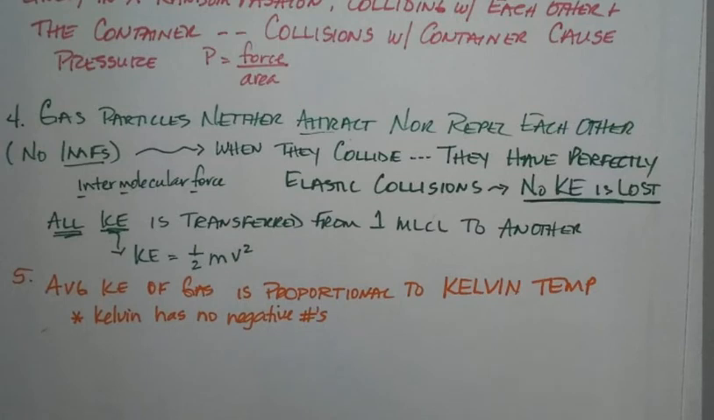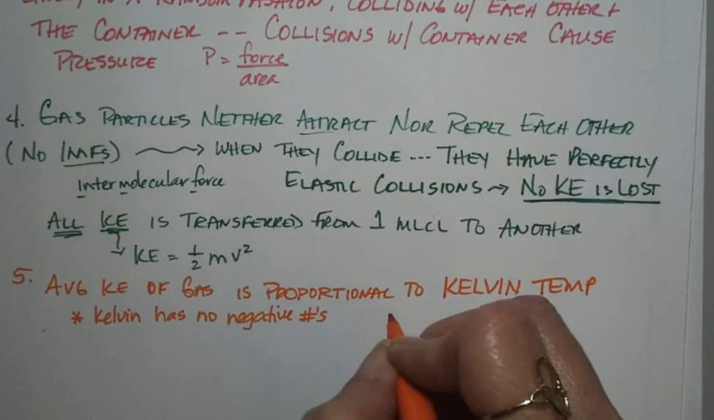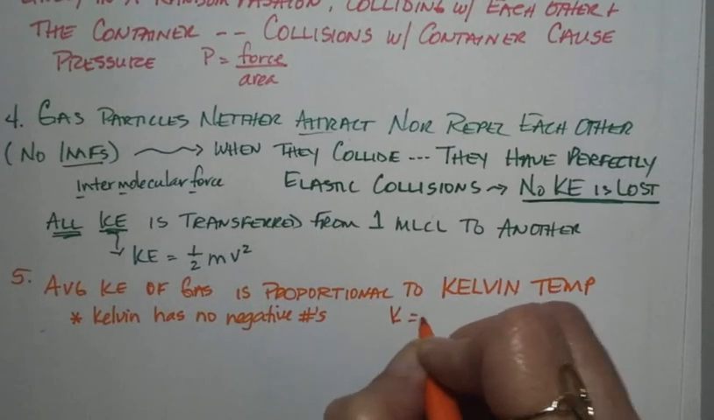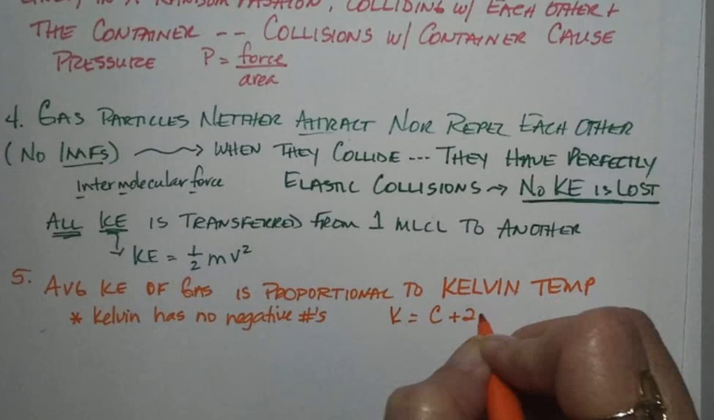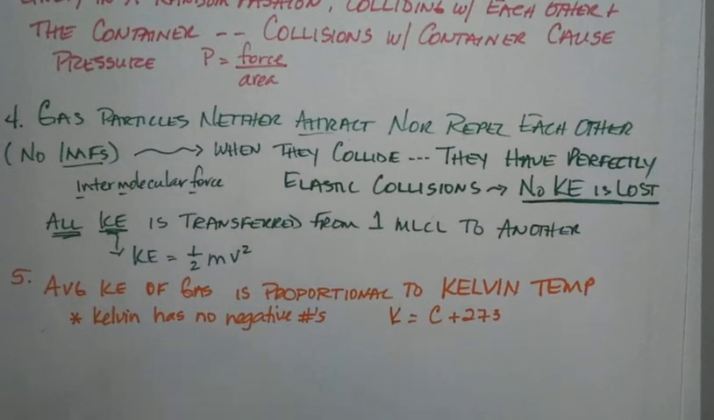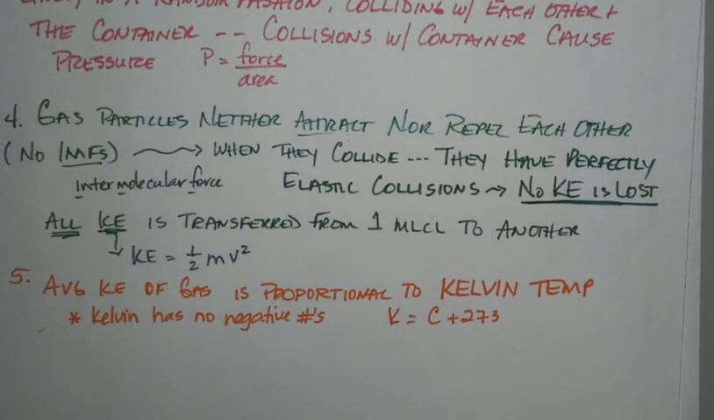Remember that Kelvin is equal to the Celsius temperature plus 273. So if you have negative 273 Celsius, it pops up to zero. Let me say that again. If you have negative 273 Celsius, you have 0 Kelvin, right? No negative numbers there.